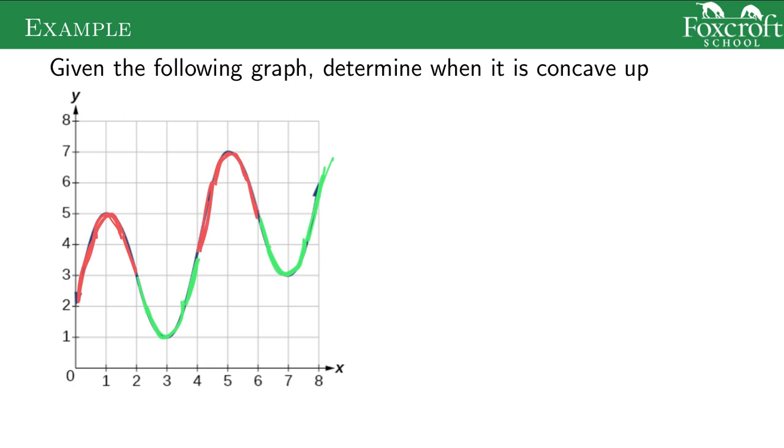Concave up, again, is like a cup. So I'm looking at the green parts. Now it's from 2 to 4, and from 6 to infinity. So those are the places where it's concave up. For concave down, you would say the opposite intervals.